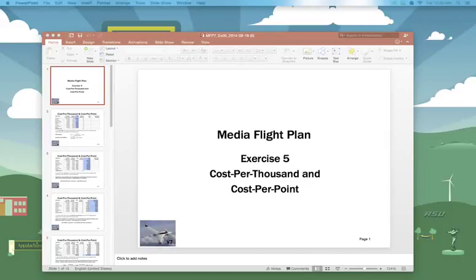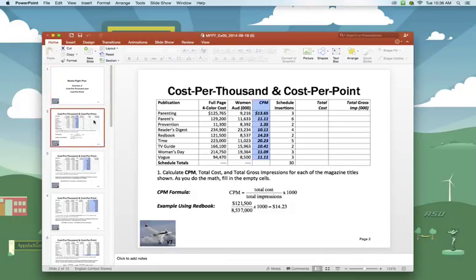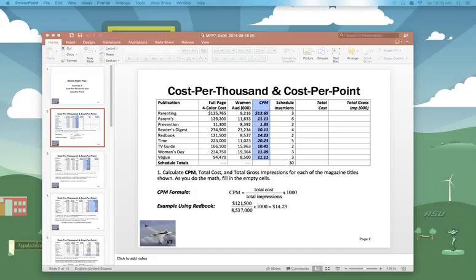First and foremost, the media flight plan within Exercise 5 takes a look at cost per thousand and cost per point. If you weren't clear on this, let's go over it real quick. They ask for your cost per thousand and cost per point, and they want you to calculate CPM. CPM is real easy: you have your total cost over total impressions times 1,000, because remember, CPM is based on thousands, not millions.